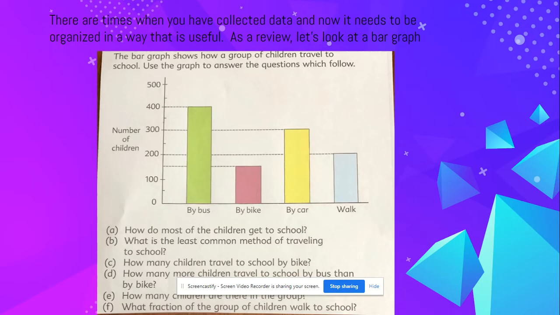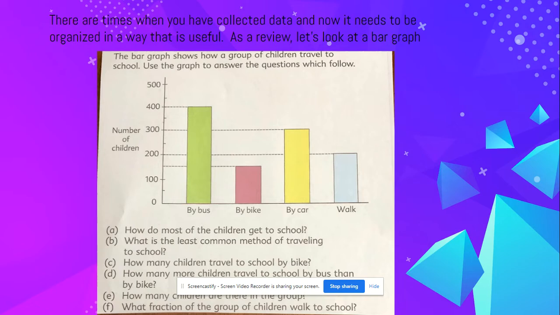In general, when someone decides to graph information, it's after they've collected a good amount of information and they need a way to organize that information so it is useful to them. So let's take a look at what this bar graph is showing us. It is showing us that a number of children travel to school each day using different methods of transportation.